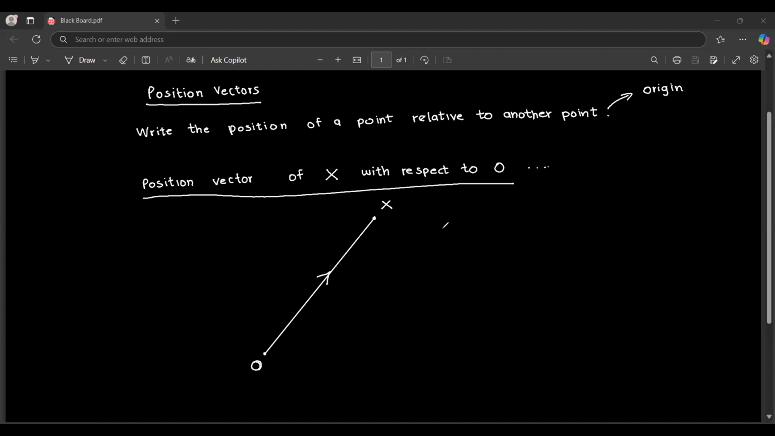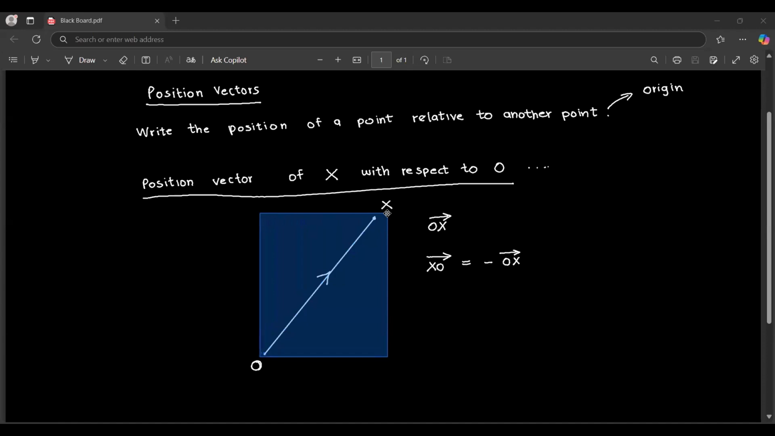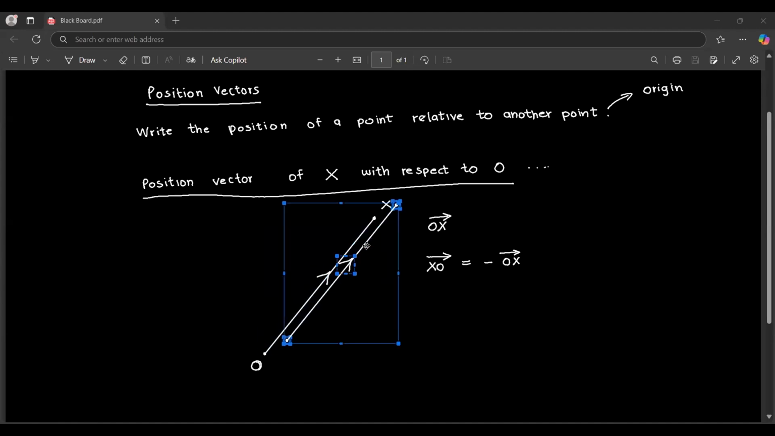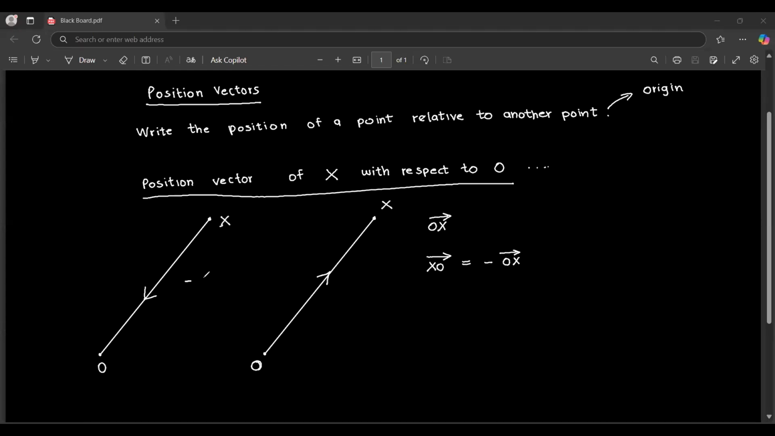Here I want to tell you, if this is OX, you also have to know what XO is. Well, XO will be equal to negative OX. How can you visualize this? Look here, this is OX. If I change the direction, we know it is moving in the negative direction, so this is negative OX. But can you see you are moving from X to O in this vector?